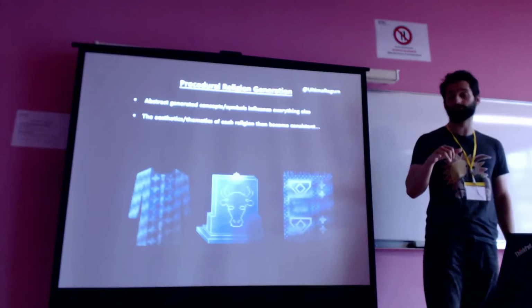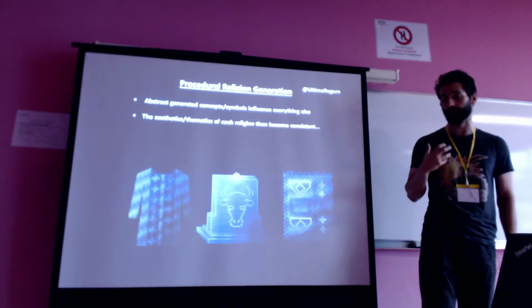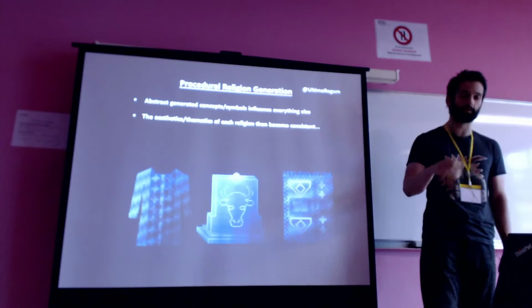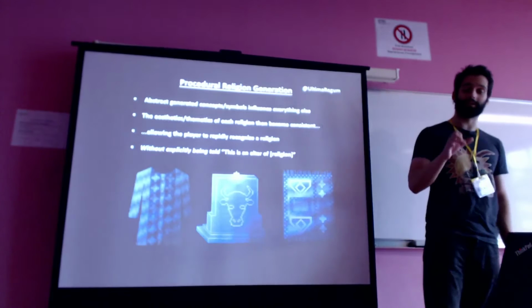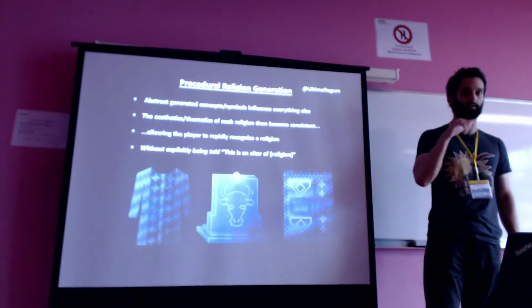This is a fairly simple example, but it's quite visual, and so I think it works well, in that that's a religious robe, an altar, and a prayer mat. And the game will never say, when you look at one thing, this is a prayer mat of religion X. Instead, it will only say this is a prayer mat, and it's up to the player to make sense and link these things up and see what is linked to what.